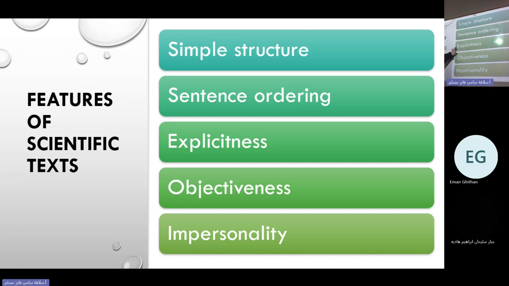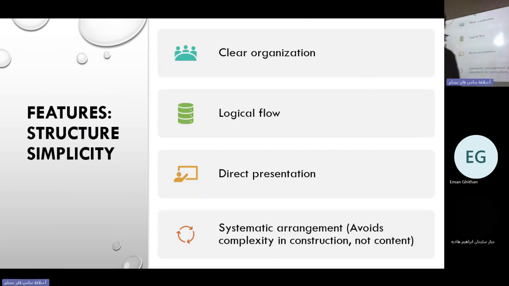All right? Explicitness. شو يعني explicit? Something that is clear. Okay? Objectiveness. To be objective. Okay? Do not use personal stuff, or do not use the I, the we. Okay? Impersonality. Impersonality is the same as objectiveness. Okay? Simplicity, clear organization, logical flow of ideas, direct presentation. Okay, لا تلفوا ولا تدوروا, خلاص be objective. و systematic arrangement, avoid complex structures.